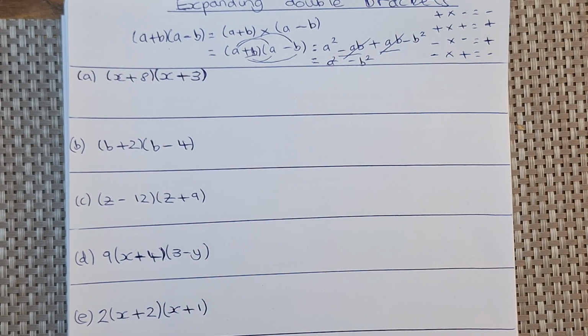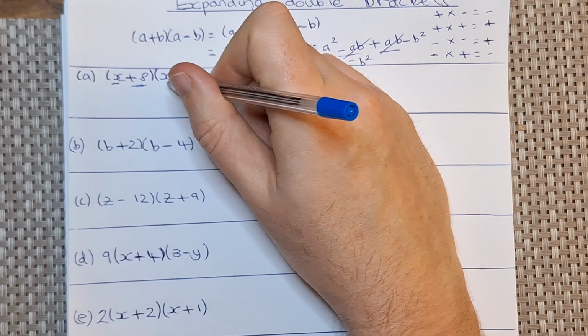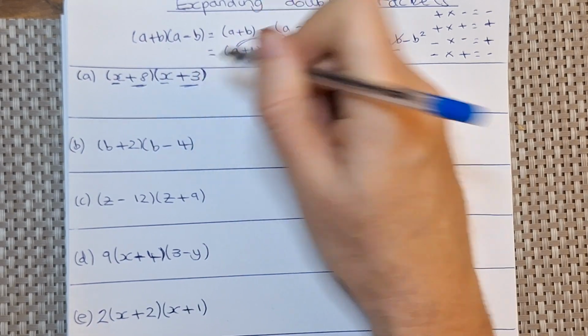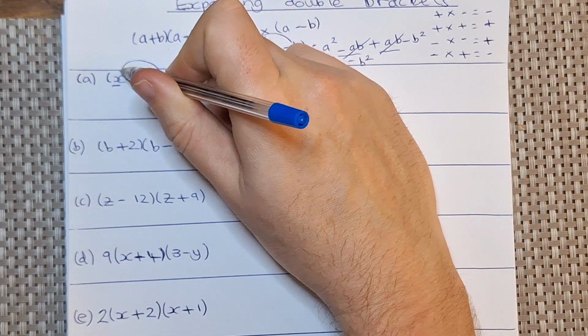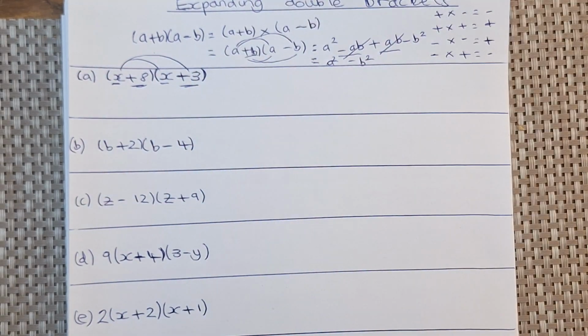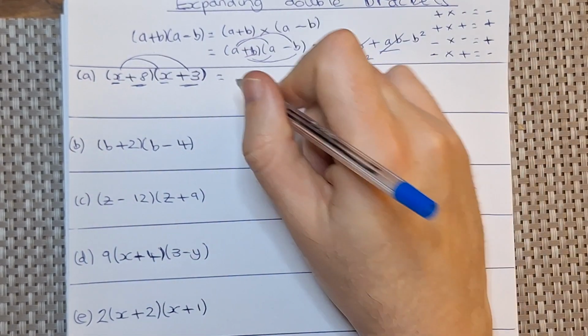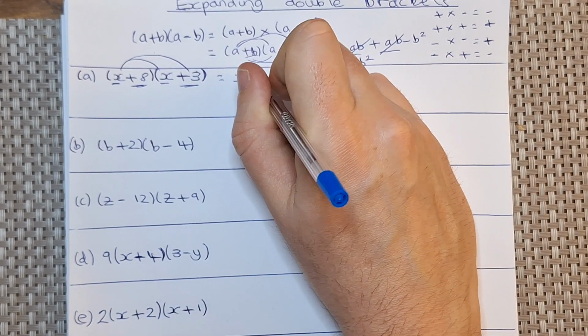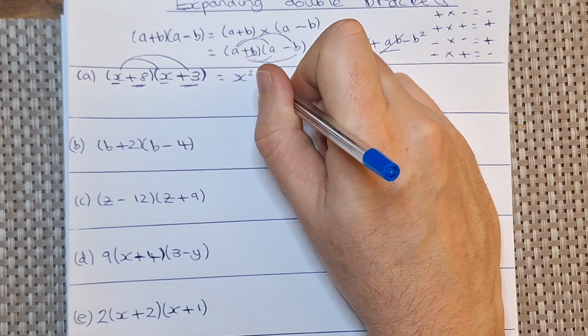However, moving on to these questions I have here. So we've got x plus 8 in one bracket and x plus 3. So we want to multiply both terms in this bracket with both terms in this bracket. So we're simply going to do this times this, and then this times this. So we do that first. So that equals x times x, which is x squared. And we do x times 3, which is plus 3x.